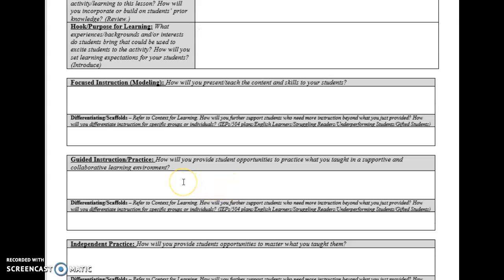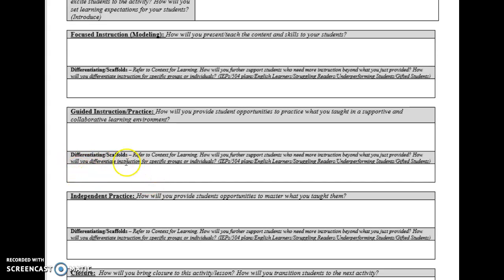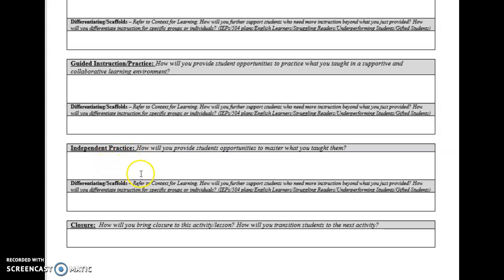Guided instruction is how you will provide students the opportunity to practice what you taught. So you can have a quick pair share, or you can have some group work collaboration in which students are talking and engaging in this little process here. Again, scaffolding we already talked about. And independent practice, how will you provide students opportunities to master what they were taught? So that's going to be the big project. If it's going to be a presentation, you already gave them the opportunity to interact and develop their questions here. And then the independent practice is when they actually go up and present.